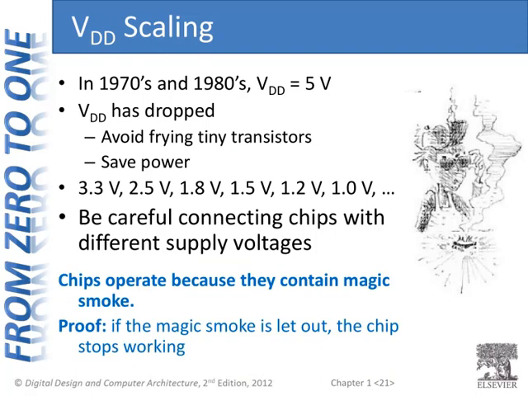So the power levels, VDD, have scaled from the 1970s and 80s. We had 5-volt systems, and it's dropped, partially because transistors have gotten smaller, and so to avoid basically burning up these transistors, and also to save power, voltage levels have dropped to 3.3, 2.5, and even lower in recent years. So you have to be careful when connecting chips with different supply voltages that they don't fry one of the chips operating on a lower voltage.